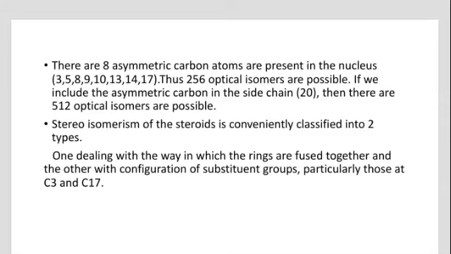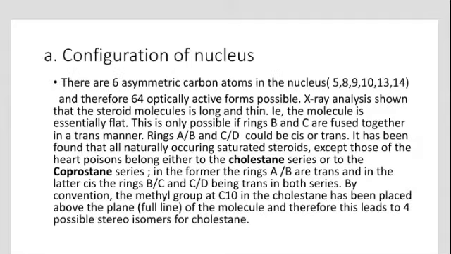Stereoisomerism of the steroids is conveniently classified into 2 types: one dealing with the way in which the rings are fused together, and the other with the configuration of subsequent groups, particularly those at the 3rd carbon and the 17th carbon. Now let's check the configuration of the nucleus. There are 6 asymmetric carbon atoms in the nucleus at the positions 5, 8, 9, 10, 13 and 14, and therefore 64 optically active forms are possible.